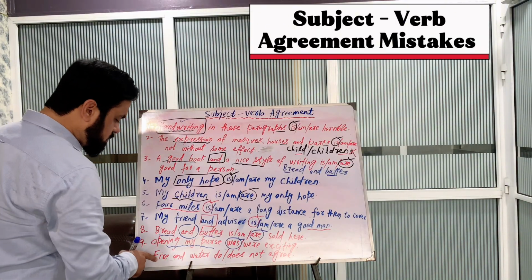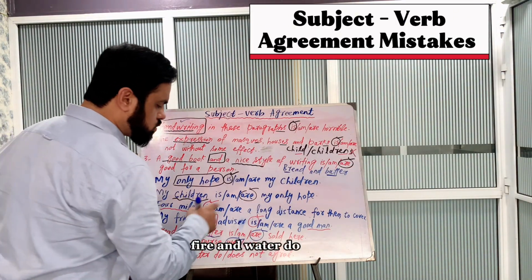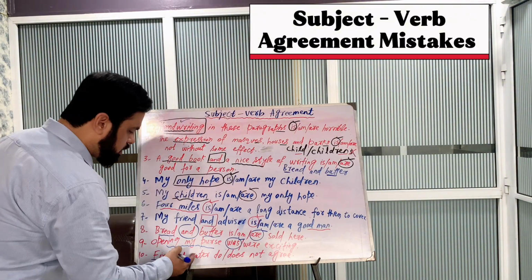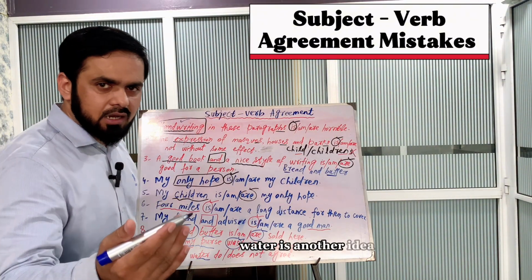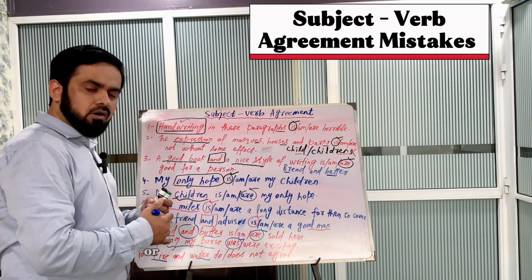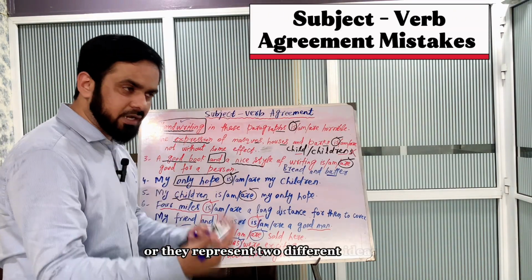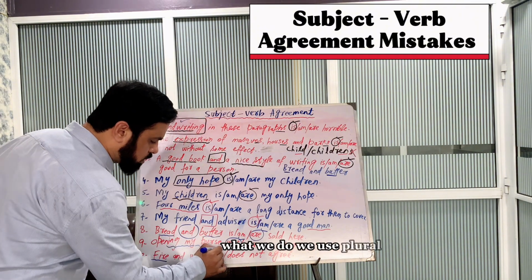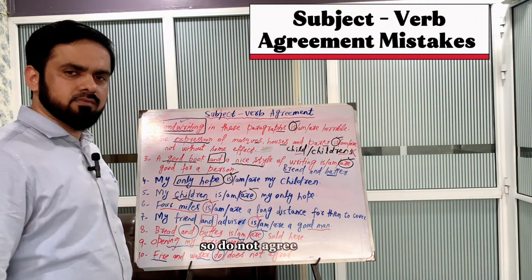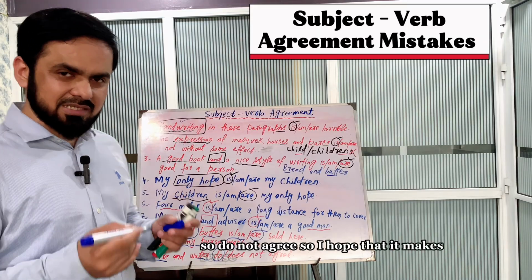Okay. Fire and water do not or does not agree. Fire is one idea, water is another idea. So when you connect two different subjects or when they represent two different ideas, what we do? We use plural verb rather than using singular verb. So do not agree. So I hope that it makes sense to all of you.